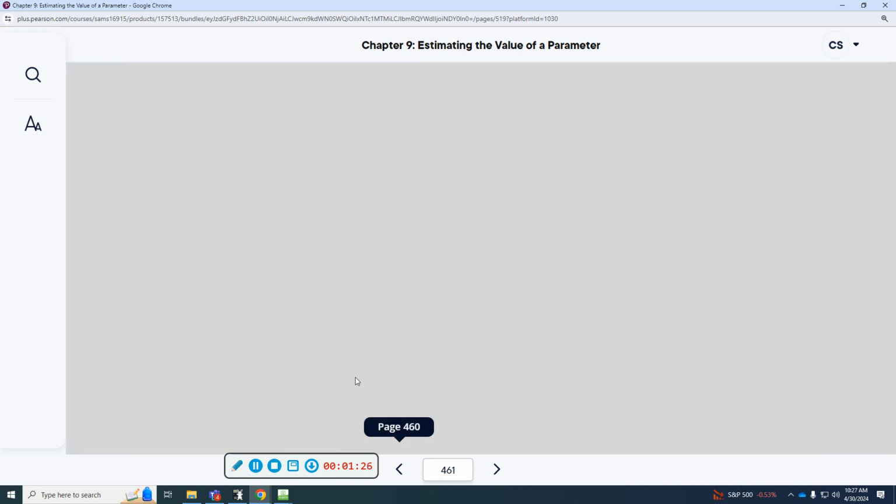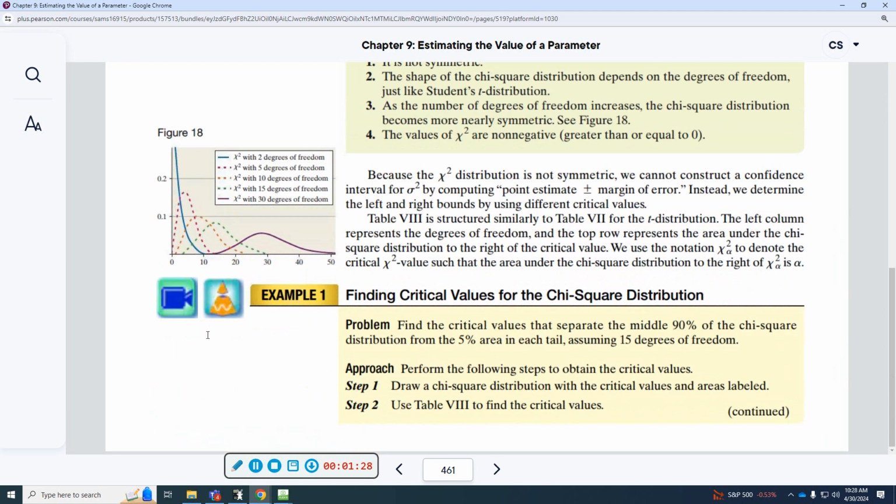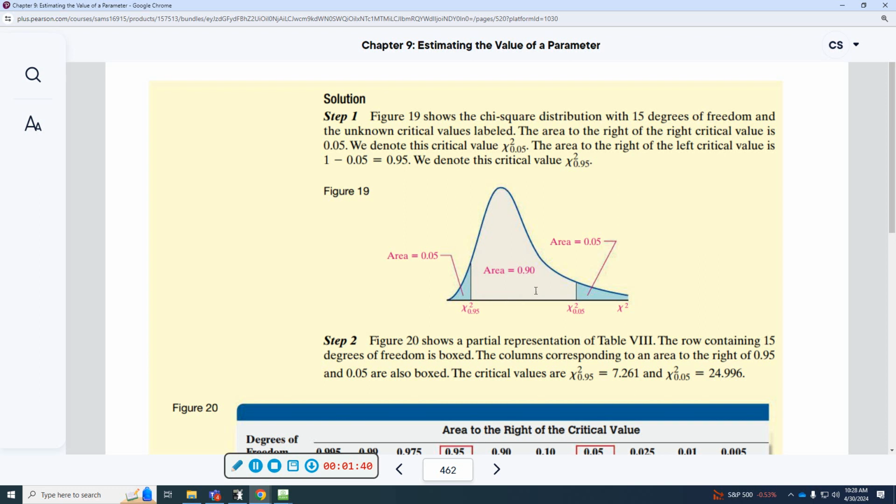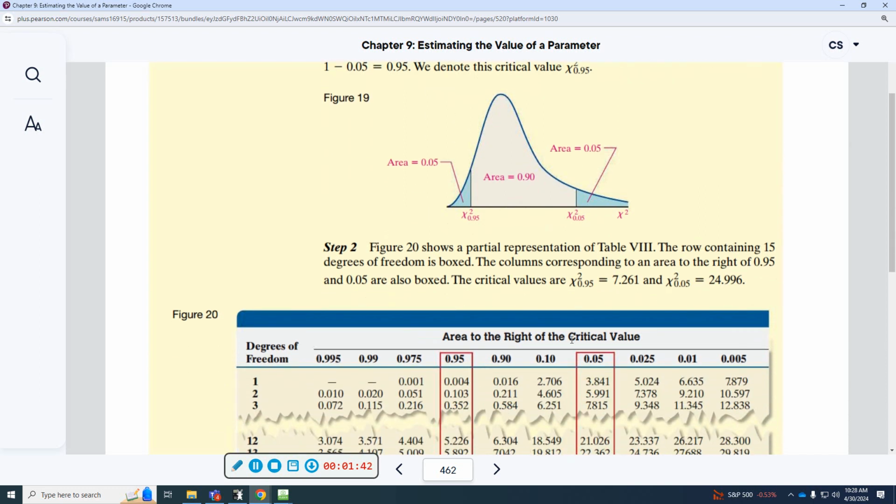Let me go back. This was a little shape of the distributions with some different degrees of freedom. You can see these lines here. And then here is what one such distribution looks like and how they're finding the critical value. So this table shows you the area in the right. So area to the right of 0.05 would be here.